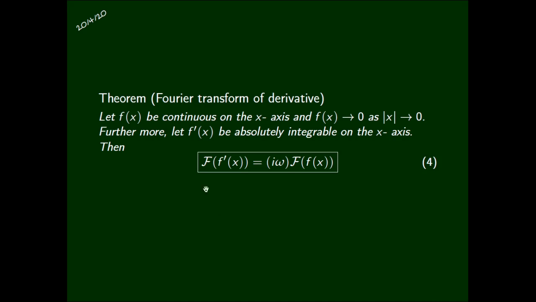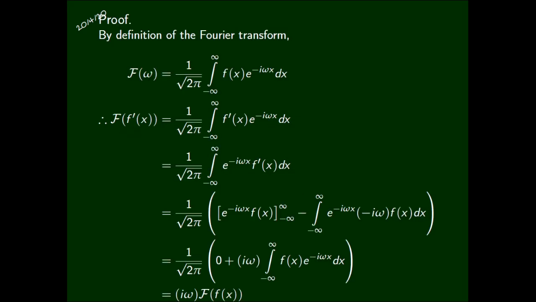The second property is the Fourier transform of the derivative of a function. Let f of x be continuous on the x-axis and f of x tends to 0 as mod x tends to infinity. Furthermore, let f dash of x be absolutely integrable on the x-axis. Then Fourier transform of f dash of x is well defined, and it is equal to i omega into Fourier transform of f of x. If we have double dash here, we have i omega square into Fourier transform of f of x, like that. We will prove this using the basic definition of Fourier transform.